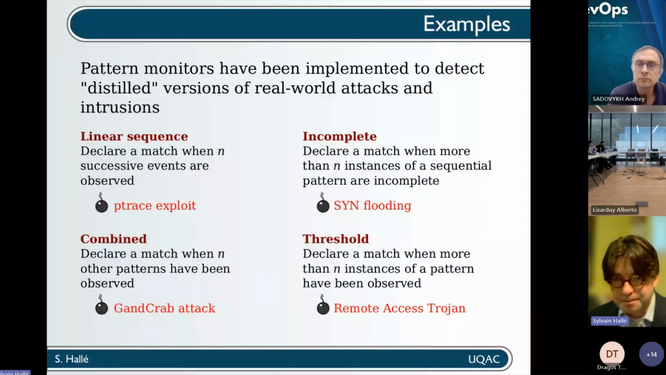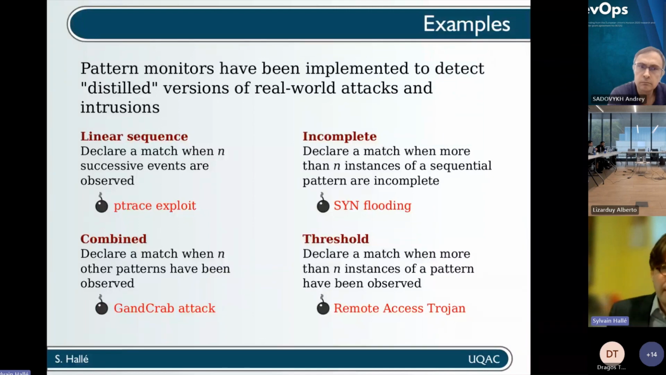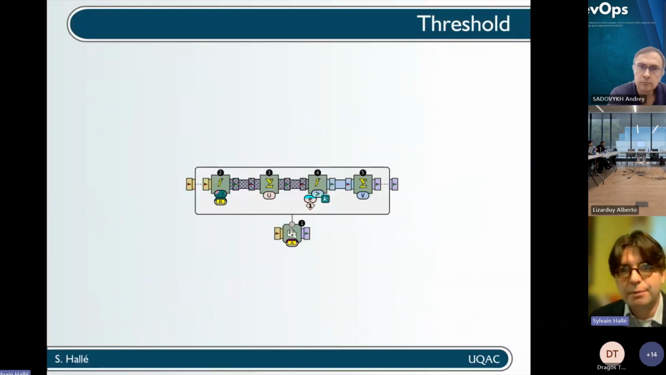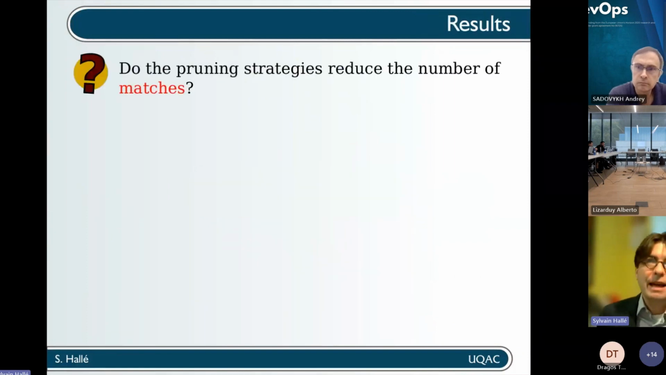And then we have threshold, where you declare a match when more than n instances of a pattern have been observed. For example, if you have port scanning, you have a precise pattern and you observe it multiple times. And one example of an attack is the remote access Trojan. And this is the monitor that observes this pattern.